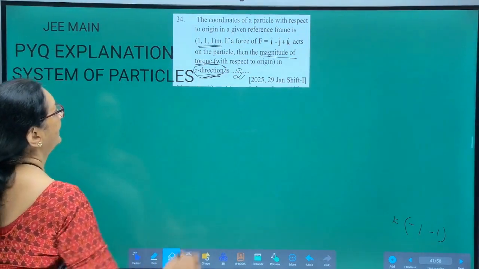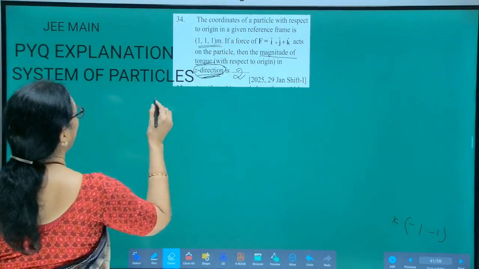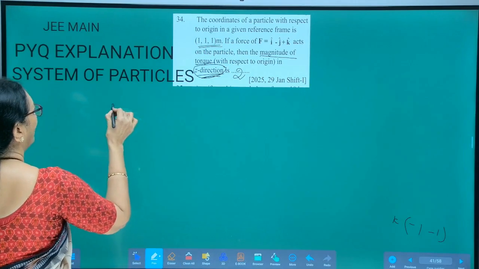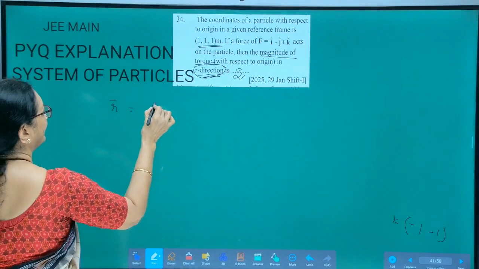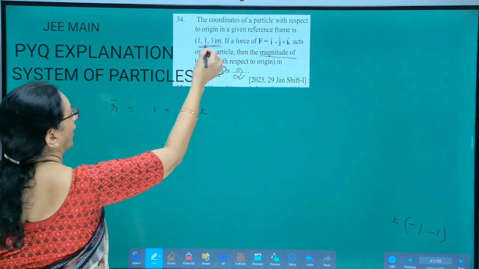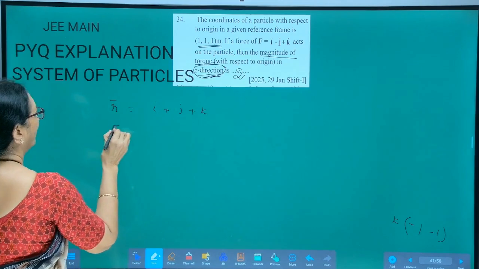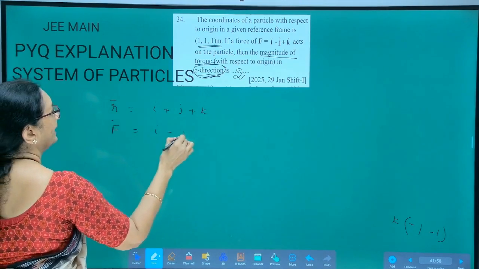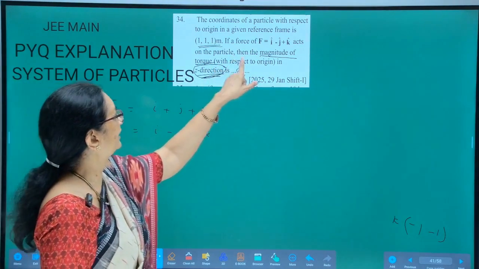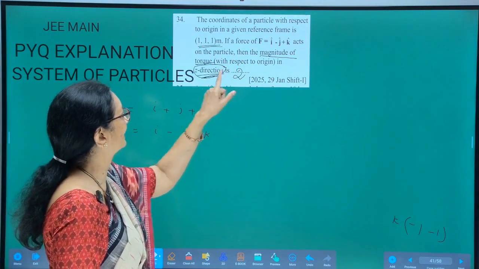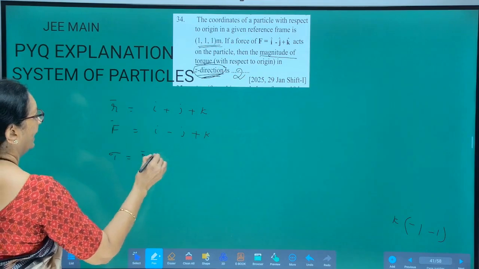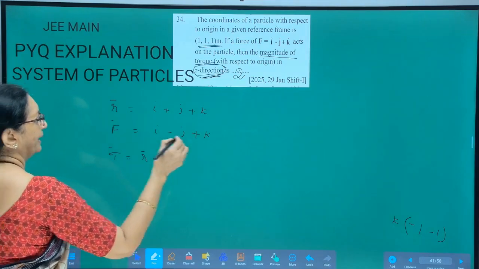Follow me carefully. See here, coordinates of a particle are given as 1, 1, 1. So, its position vector is i bar plus j bar plus k bar. On that particle, a force of i bar minus j bar plus k bar is applied. What is the magnitude of the torque on that particle in z direction? So, torque is equal to r bar cross F bar.